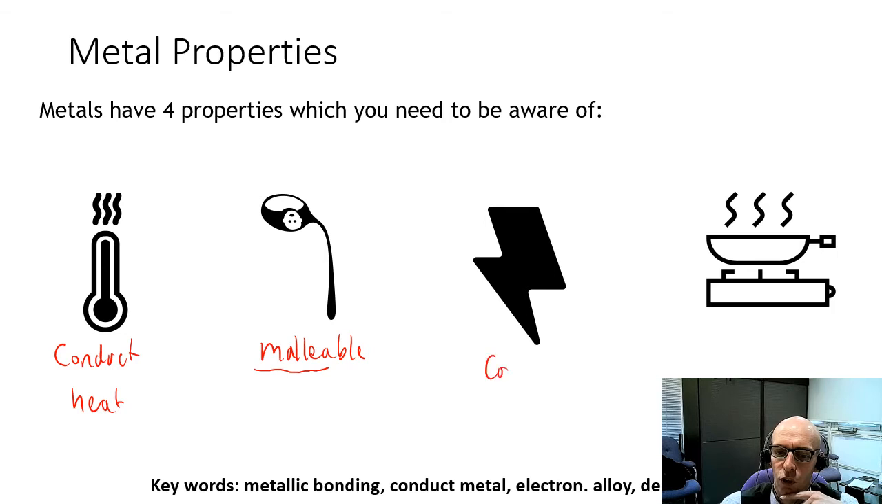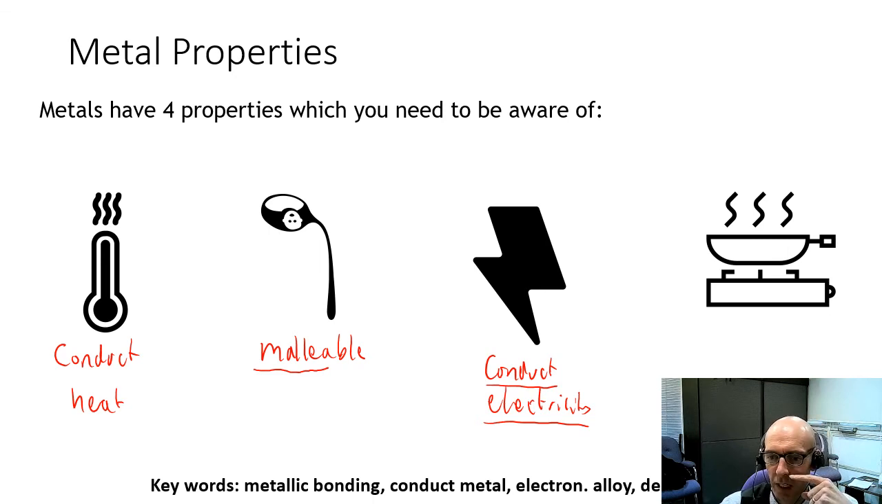Metals conduct electricity. They conduct electricity because the electrons can flow through. They have a free sea of electrons. So you've got a reason for each one of these when you record it.